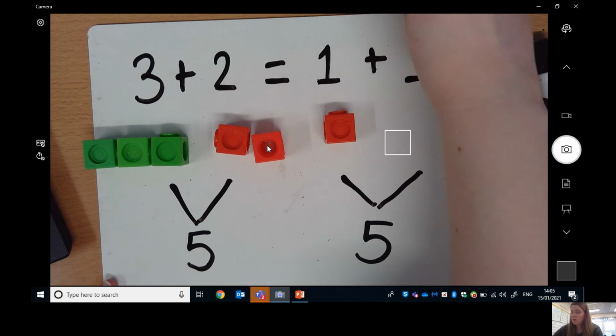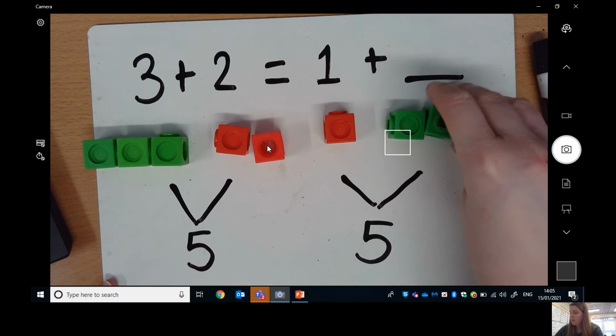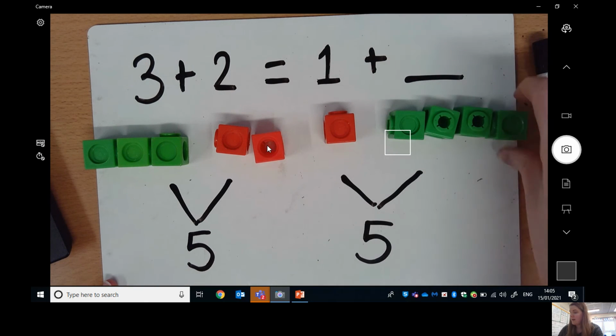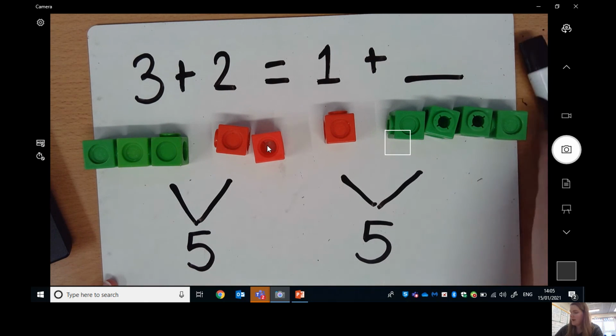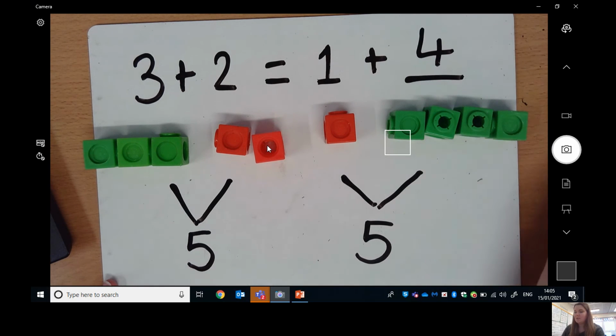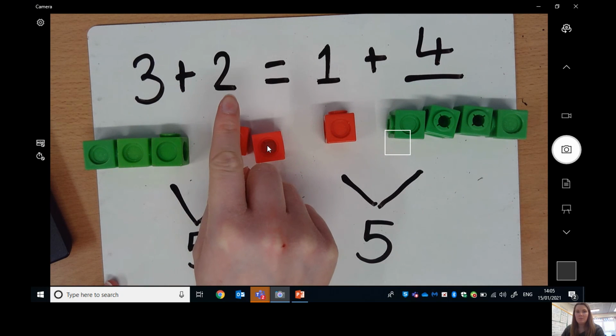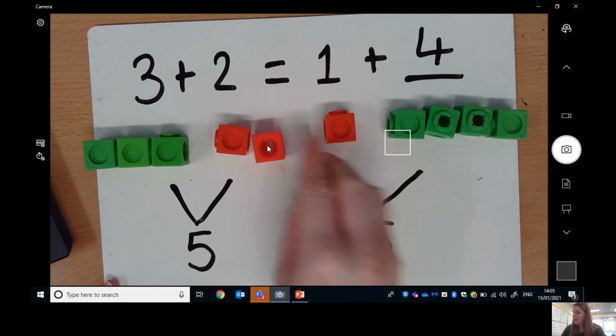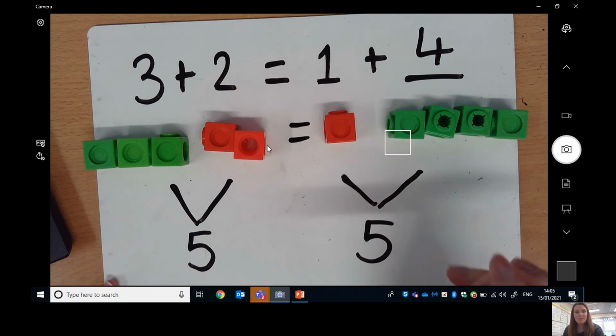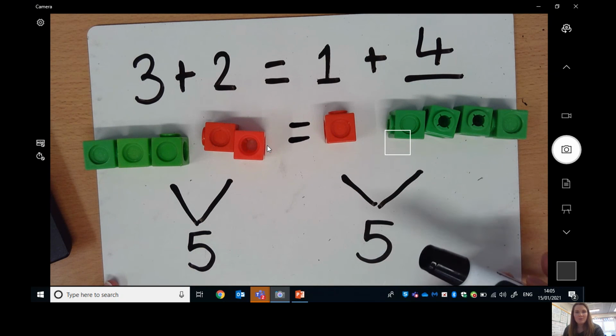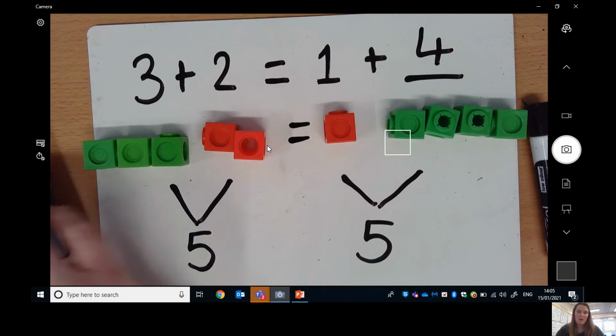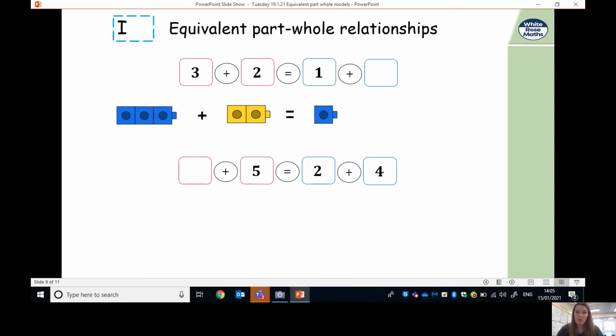So I'm going to count on from 1: 2, 3, 4, 5. Did I get 4 cubes? I absolutely did. So we know that 3 plus 2 is exactly the same as 1 plus 4. Brilliant work, guys. Okay, I'm going to show you with another one. So 1 plus 4 is the same as 3 plus 2 because they both make 5.